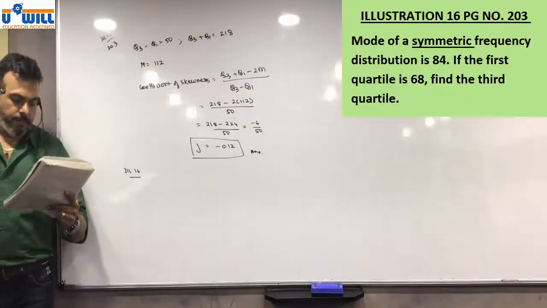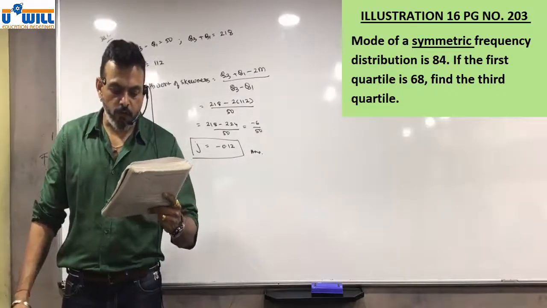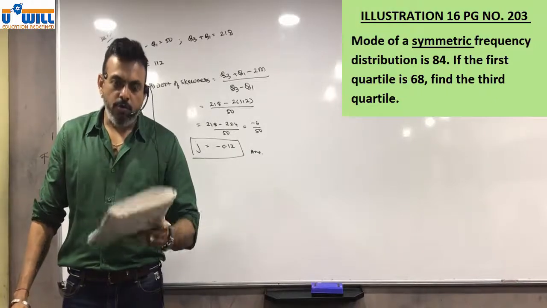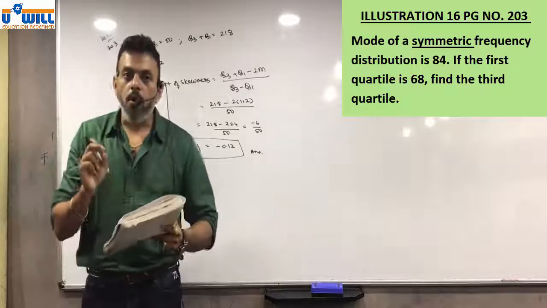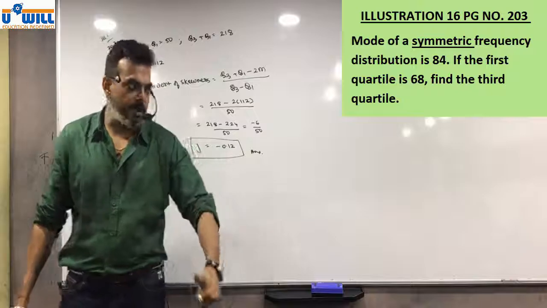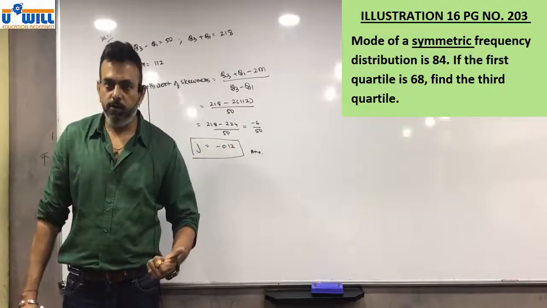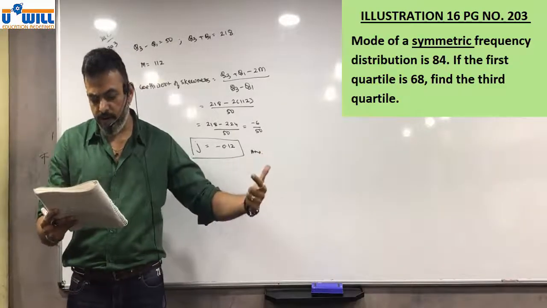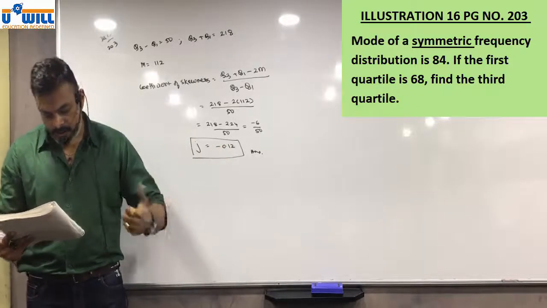Illustration 16. Mode of symmetric frequency distribution is 84. If first quartile is 68, find the third quartile. Now, pay attention please. Once again in the question: mode of symmetric frequency distribution. Can I say if the distribution is symmetric, skewness is equal to 0? Understood this? So skewness is given, or coefficient of skewness J is 0. We have first quartile, we have the third quartile.